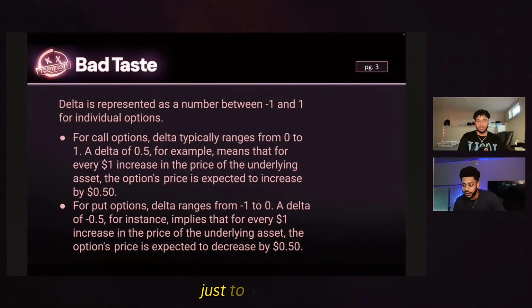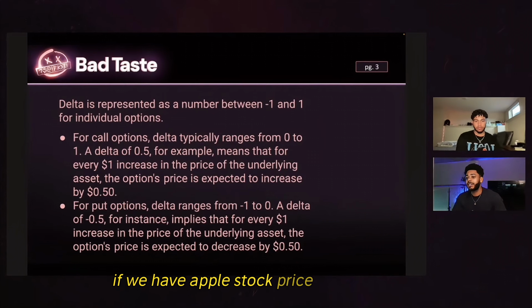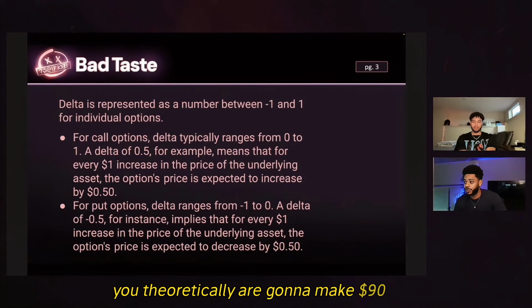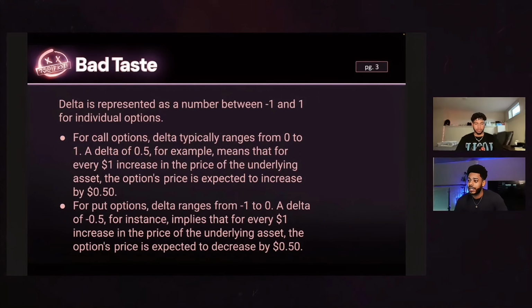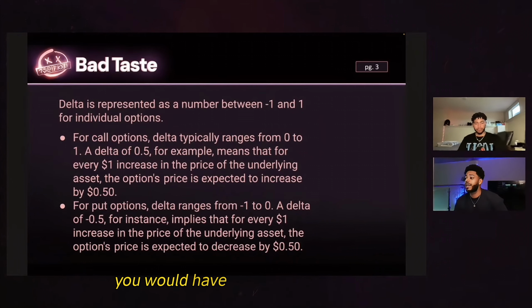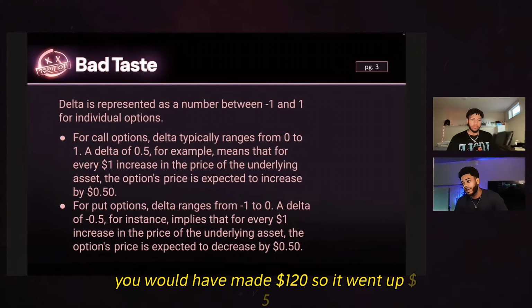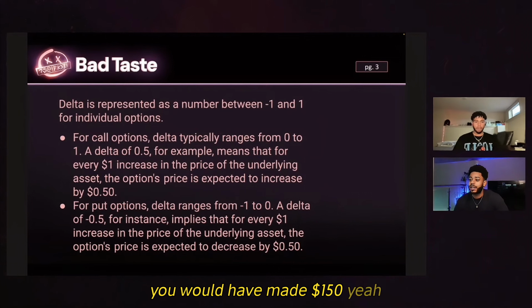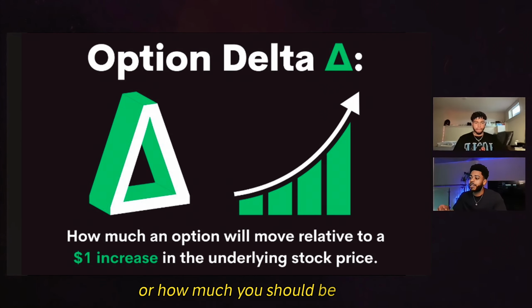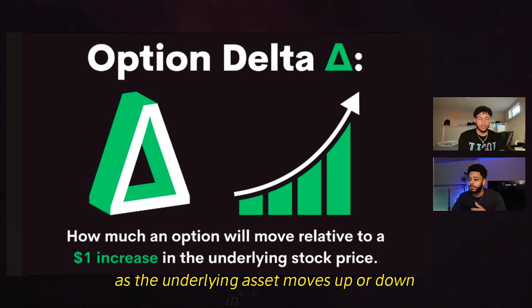So again, just to clarify, if we have Apple stock price sitting at $50, and the contract that you're selecting has a delta of 30, and Apple goes up to $53, you theoretically are going to make $90. Why? Because your delta was 30 and the underlying asset went up $3. If it would have gone up $4, you would have made $120. If it went up $5, you would have made $150. That can give you a little gauge on how much you should be making as the underlying asset moves up or down in price.